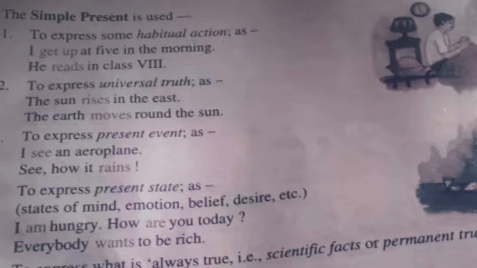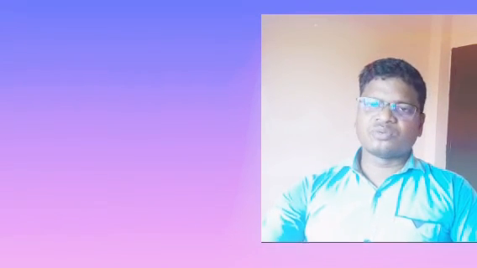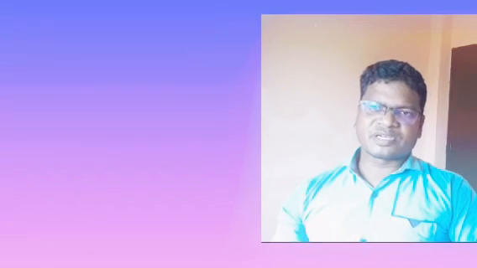These two examples are of what? Habitual actions. To express universal truth, we also use the present tense. Just like the sun rises in the east, the earth moves around the sun. So these are universal truths. We cannot change them. If we change them, that remains up to us, and that will not be accepted by others.